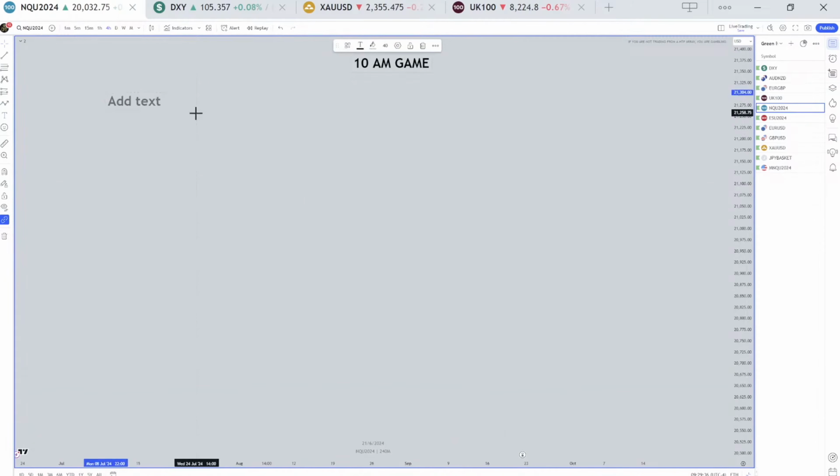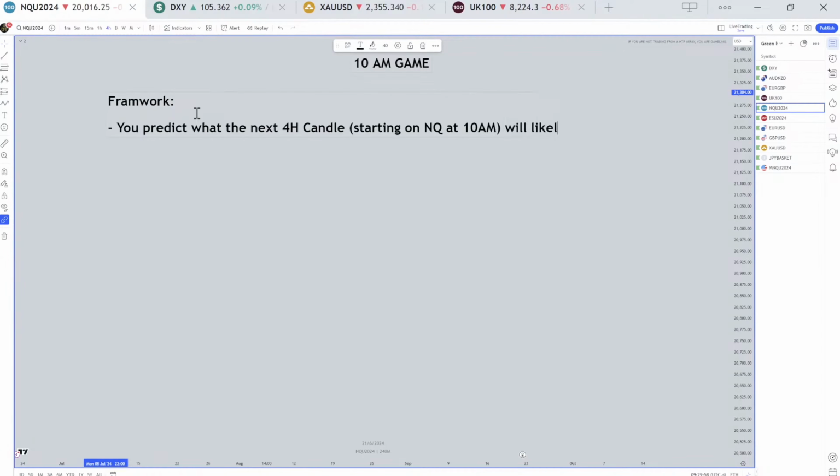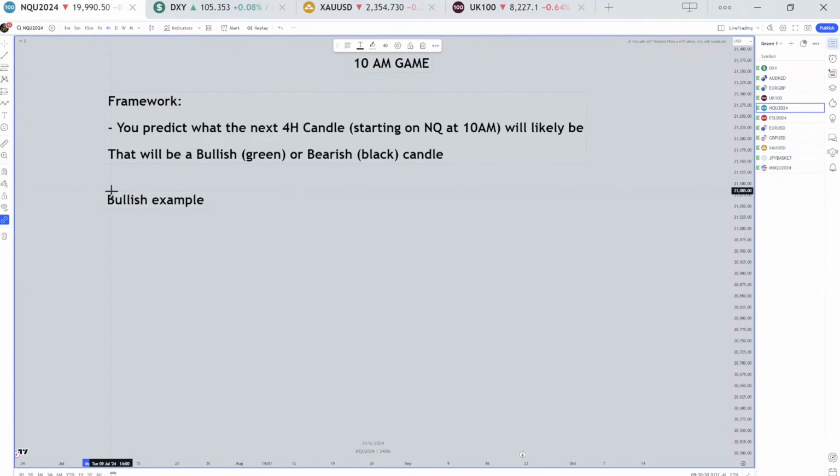Okay, framework. You predict what the next 4-hour candle starting on NQ at 10 a.m. will likely be. That will be a bullish, green, or bearish. Now, I have it black, but of course it's red. Okay, this is your starting point. I'm going to do a bullish example, and you can apply exactly the same for a bearish example.